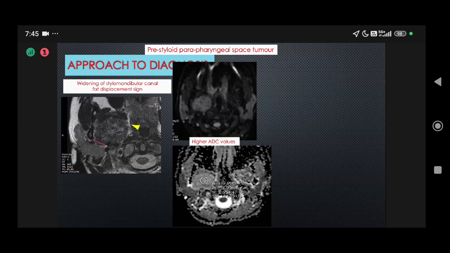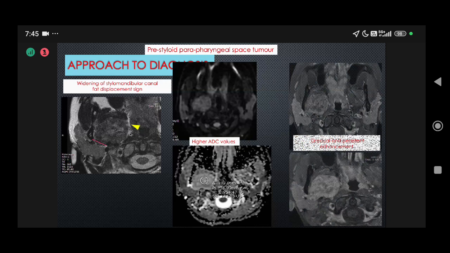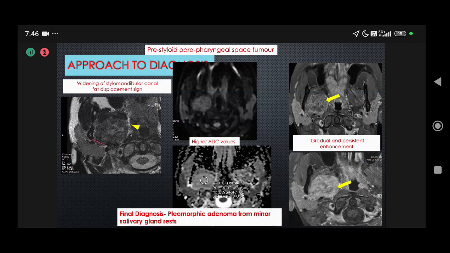Now the radiological features of the lesion. The lesion is not showing restriction on diffusion. Most of the malignant lesions will show a restriction on the diffusion weighted images. Then this is the contrast characteristic of the lesion. That lesion is showing very gradual enhancement on post contrast T1 weighted fat saturated images. So the final diagnosis is pleomorphic adenoma, a benign salivary gland tumor, from the minor salivary gland rest in the parapharyngeal space.